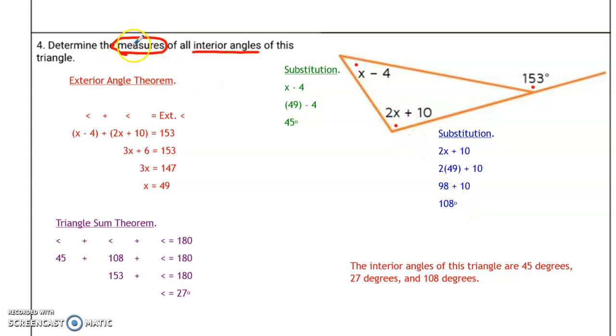Remember that the question is asking for the measures of all interior angles, which means if you know two angles and you need a third, you can use the triangle sum theorem to find that third. You can also use supplementary here. I know that this angle and this angle here are supplementary. They form a straight line. However, I didn't use that method. I used triangle sum theorem. Feel free to use whatever you'd like.